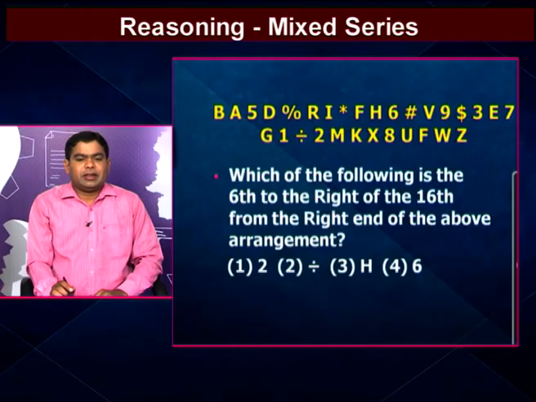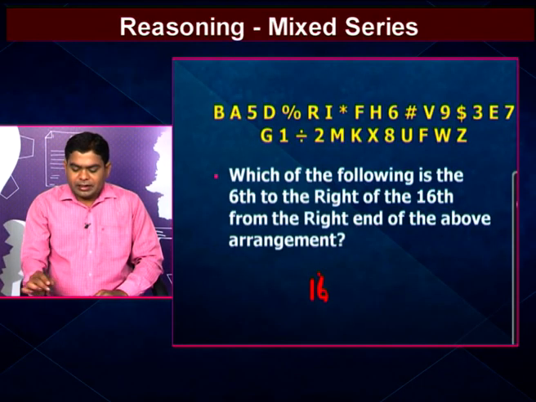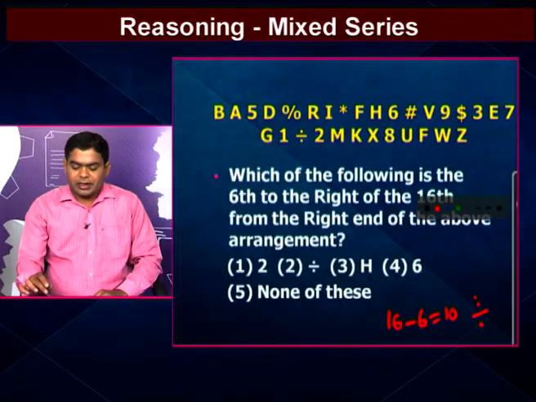Which of the following is the 6th to the right of the 16th from the right end of the given arrangement? In our question, 6th right is given and 16th right is given. If the same directions are there, we subtract the given numbers. So 16 minus 6, we get 10. The 10th right is our answer. The 10th right means we count from the Z. The third element is F, the 6th element is X, the 9th element is 2, so the 10th element is division.